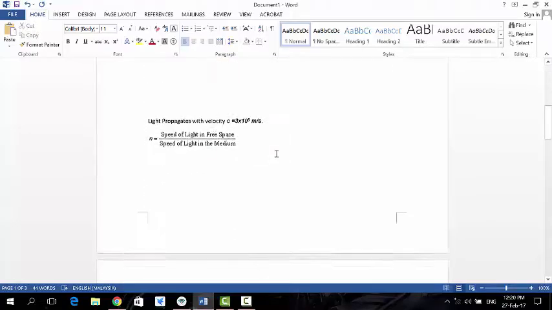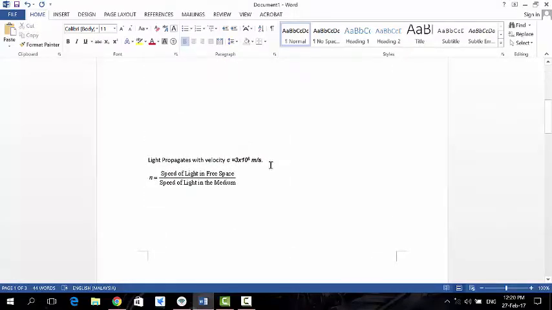Next, I want to talk about light propagation with velocity c equals 3 times 10^8 meters per second. In a transparent medium, the speed of light is affected by a factor n. This n is the refractive index of the medium. The formula of n is n equals the speed of light in free space over the speed of light in the medium.